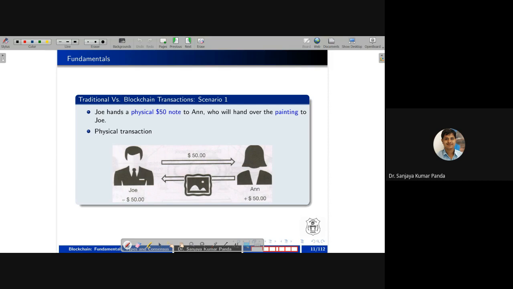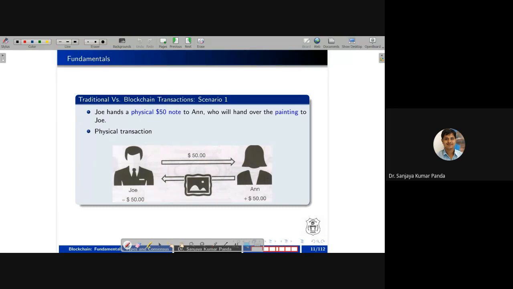In this case, you can see $50 is with Joy. Joy hands over the $50 to Anne, right? So the amount with Anne is increased by $50, and the amount with Joy is reduced by $50. And you can see the painting is handed over to Joy. So it is completely a physical transaction which we did long back, not now, right? Nowadays we are very much habituated to online shopping, but earlier we did it the traditional way. You have to visit a particular store, purchase a particular thing, pay for it, and after that payment, you can take that particular thing from that store.